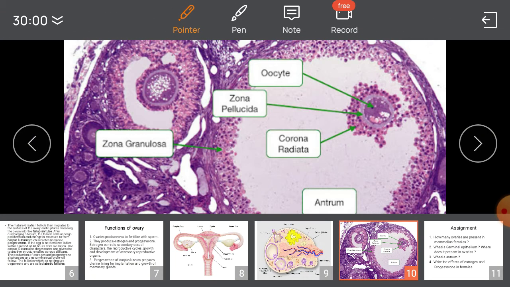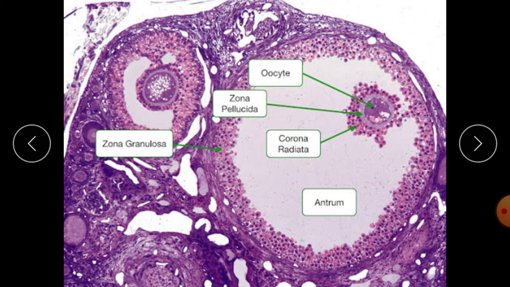Look here. So this is the actual photograph of the Graafian follicle. Can you see here? Matured follicle. So this has ovum at the center. This ovum is surrounded by zona pellucida, then corona radiata. Okay. So this is antrum. This space is antrum. It is filled with liquor folliculi or follicular fluid.